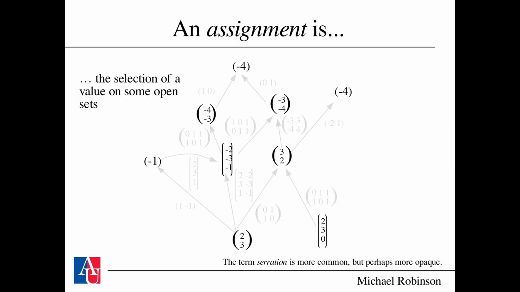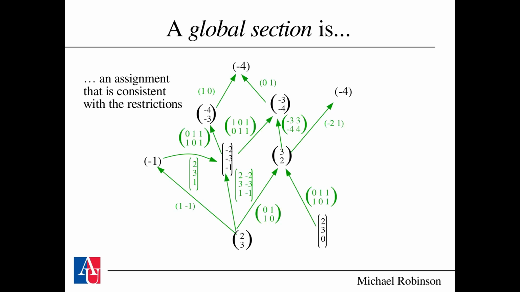Now, what's an assignment? An assignment is a selection of some values on some of the open sets. Here's an assignment on all of the open sets. Essentially, you can think of this as a snapshot of the values of the state of your dynamical system at some particular time. A global section is an assignment that's consistent with the restrictions. So if you compose restrictions as you move around.